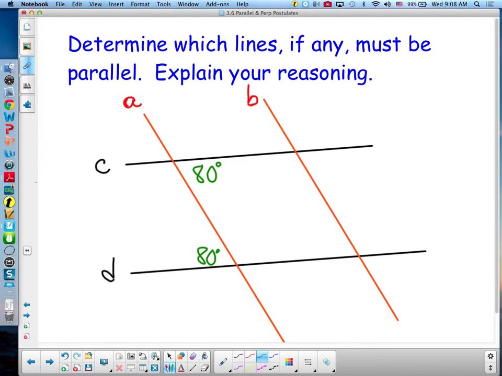C and D. Do you have a reason? Because alternate interior angles cover there. Correct. C and D would be your parallels. And he said the converse of the alternate interior angle theorem. Correct. Okay, next one. What if I go 120 degrees here, 120 degrees there?